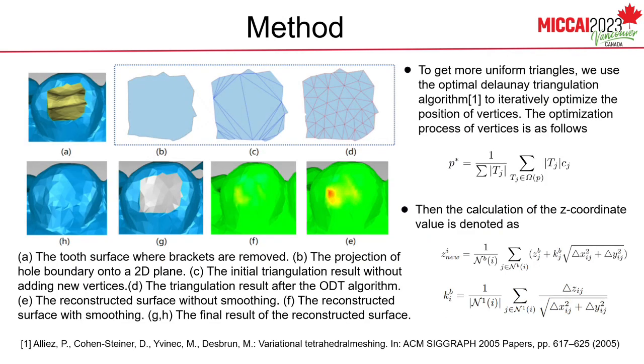Then, we propose a simple yet effective projection-based method to reconstruct the tooth surface. First, we identify all the holes and extract their boundaries. Then we project the vertices of the boundary into the 2D plane. We triangulate the projected polygon without inserting new vertices. To get more uniform triangles, we use the optimal Delaunay triangulation algorithm to iteratively optimize the position of vertices.